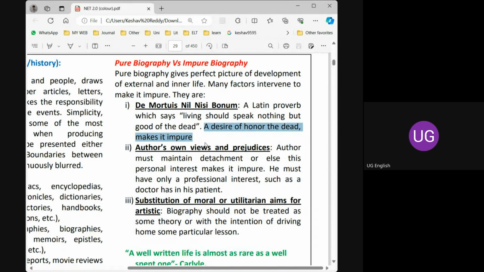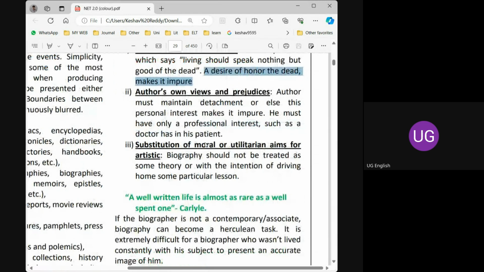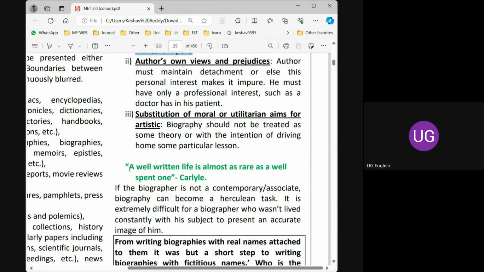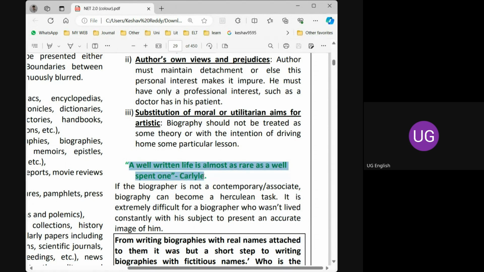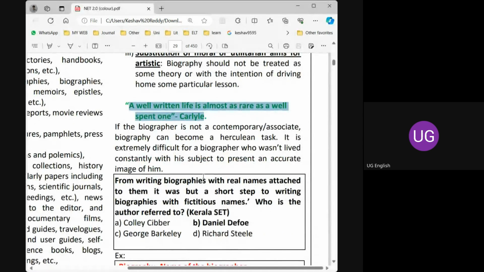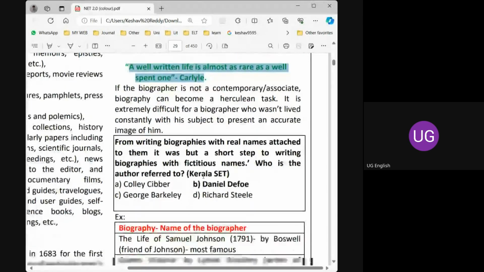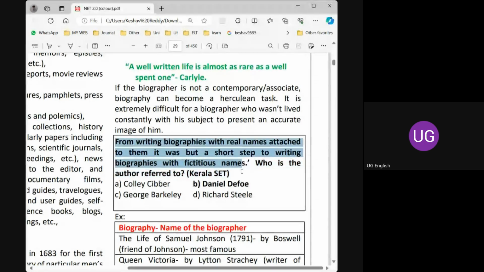Pure biography means what exactly about the life? We just simply portray it. And Carlyle also said that a well written life is almost as rare as a well spent one. So just remember. And here there is a question from the Kerala set examination. I just copied that from there.